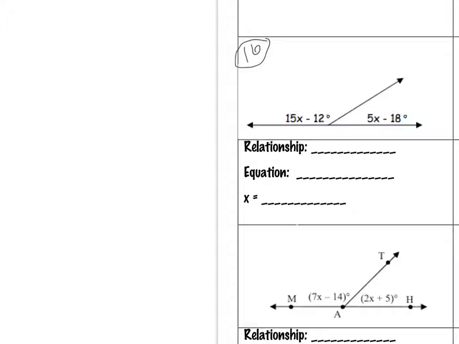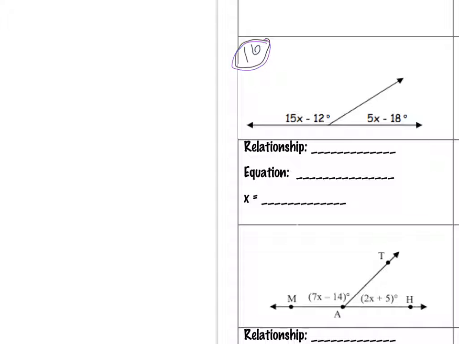Hello, the purpose of this video is just a little bit of homework help in case you want to check your answers or maybe you're still a little confused on what's going on with these diagrams. So I picked number 16, which is on the bottom of page 5, to solve out and show you how to do this. So the relationship is just wanting you to identify if it's complementary, supplementary, or possibly vertical angles.